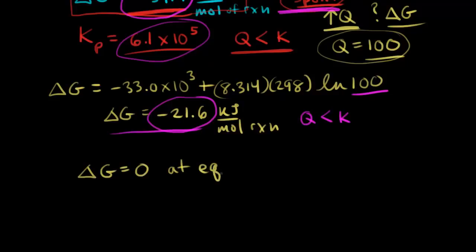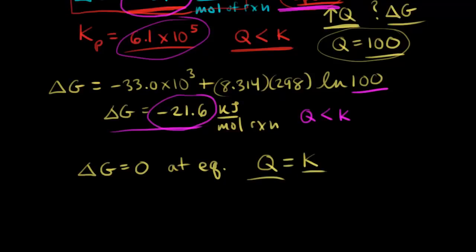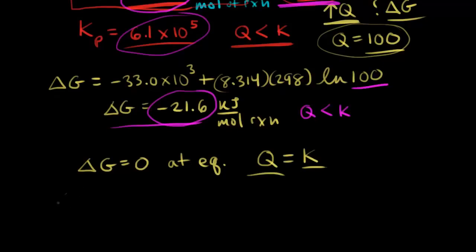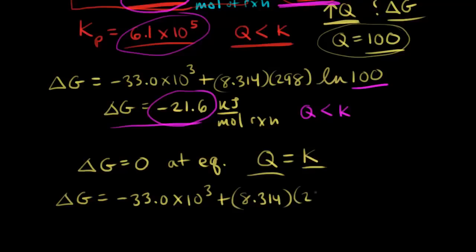So at equilibrium, delta G should be equal to 0, and Q should be equal to K. The reaction quotient is equal to the equilibrium constant. Let's plug that into our equation and see if that's true. So we have delta G equal to delta G0, negative 33.0 times 10 to the third, plus the gas constant 8.314, times our temperature, still 298. But instead of writing Q, we're going to plug in K.